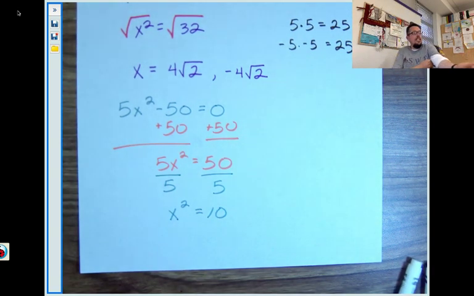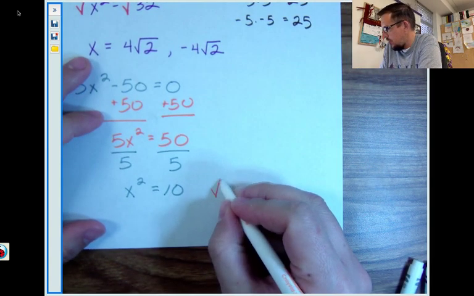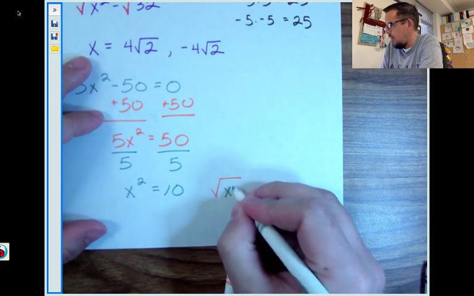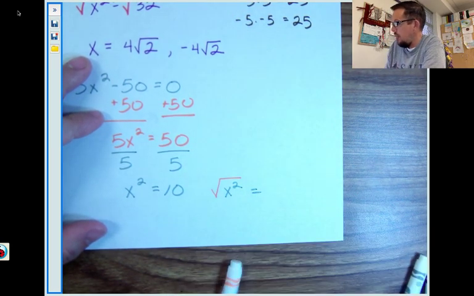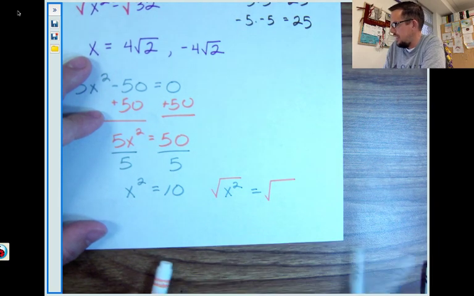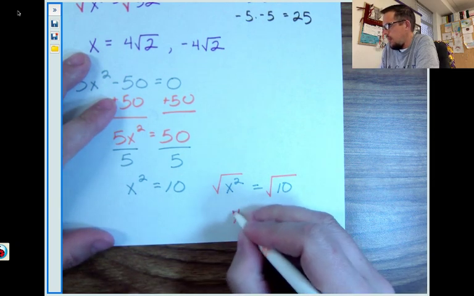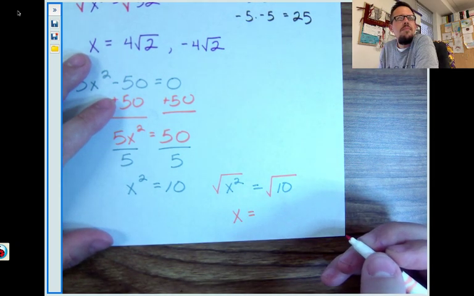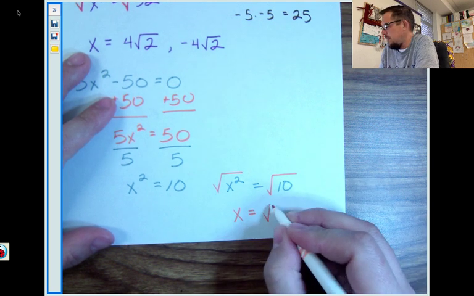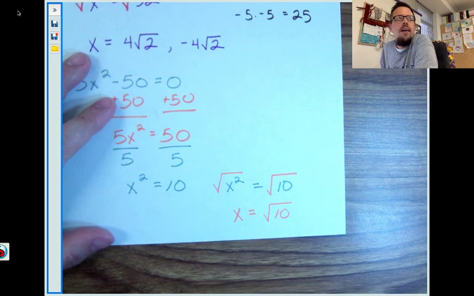X squared equals 10. Now I can do the square root property. I got x squared all by itself. Let's take the square root of both sides. So I'm going to have the square root of x squared equals the square root of 10. So the square root of x squared is x. Square root of 10? Just square root of 10. That one can't be simplified. There's no perfect square sitting in there.